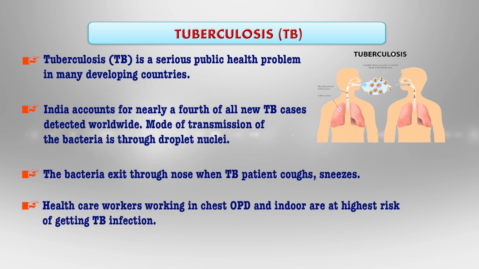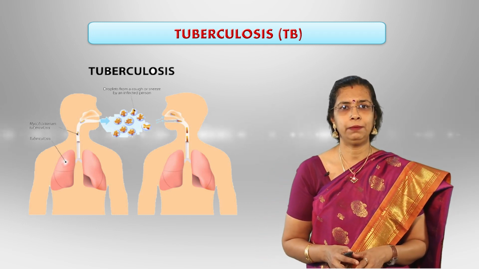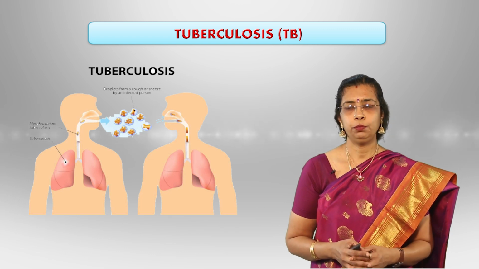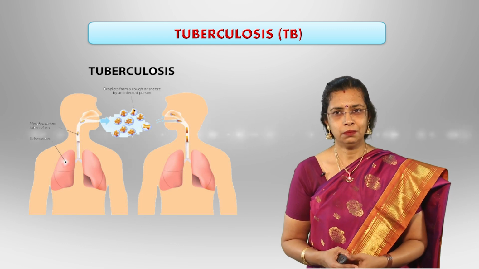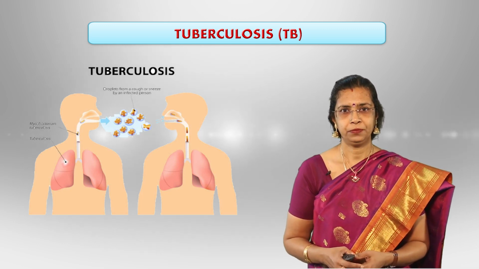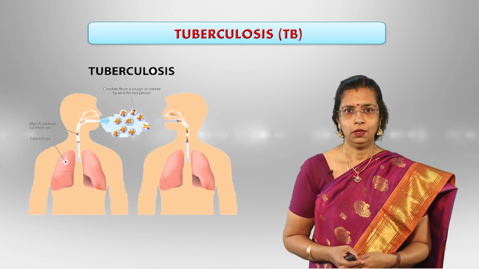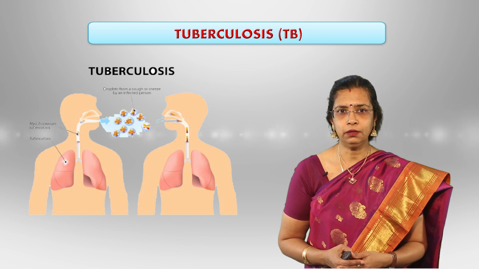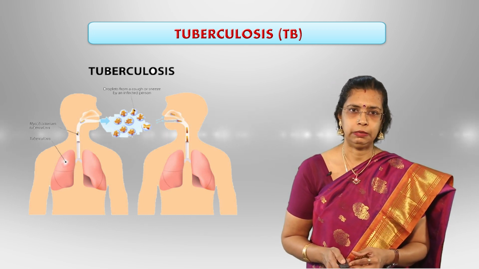And the healthcare workers who are working in the chest OPD and the indoor environments are at the highest risk of getting such TB infection. Ideally, the active pulmonary tuberculosis cases are normally kept in isolation, and the room should be well ventilated, but in the overcrowded public health facilities, sometimes this is not possible all the time. As a result, the healthcare workers readily get such kind of a TB infection. Now with the rising cases of the multi-drug resistant TB, that is MDR TB, the situation is more complex presently.